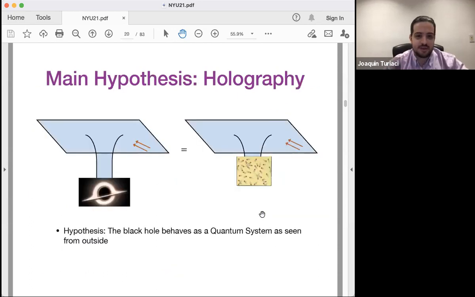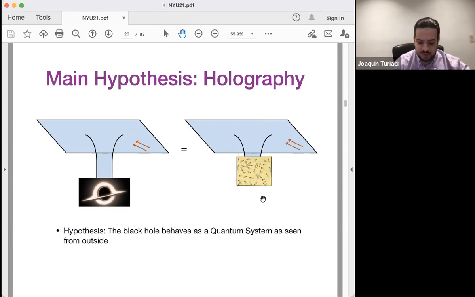So we will follow the main hypothesis, which is holography, developed starting with 't Hooft and Maldacena, and it's been the subject of a lot of study. It says that the black hole, as seen from the outside, so we throw something at it, here denoted by these arrows, then from the perspective of anyone doing an experiment on the black hole from the outside, it will behave just like a quantum system.